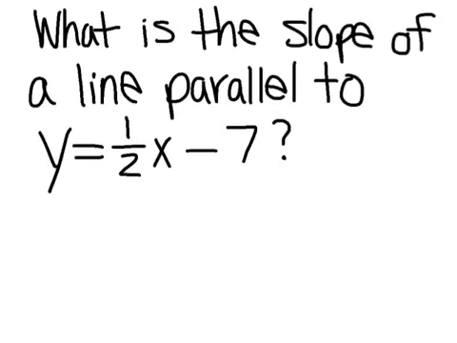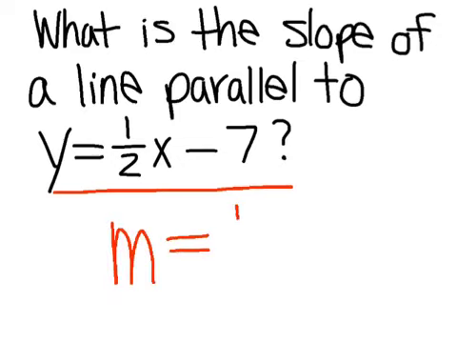Walk by alert. What is the slope of a line parallel to y equals 1/2 x minus 7? Good. If we have a line that's parallel to this line, our slope for that line is going to be 1/2.